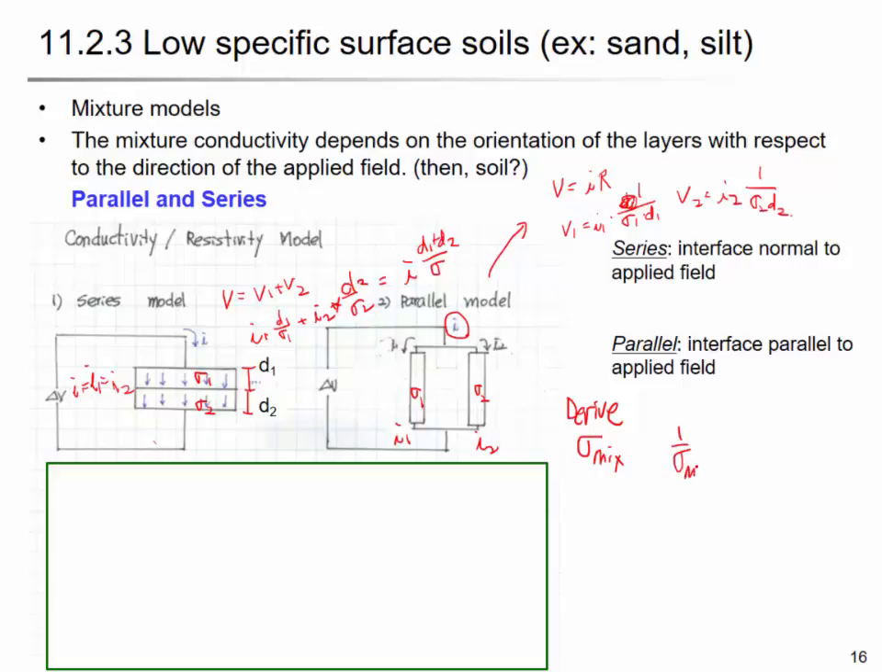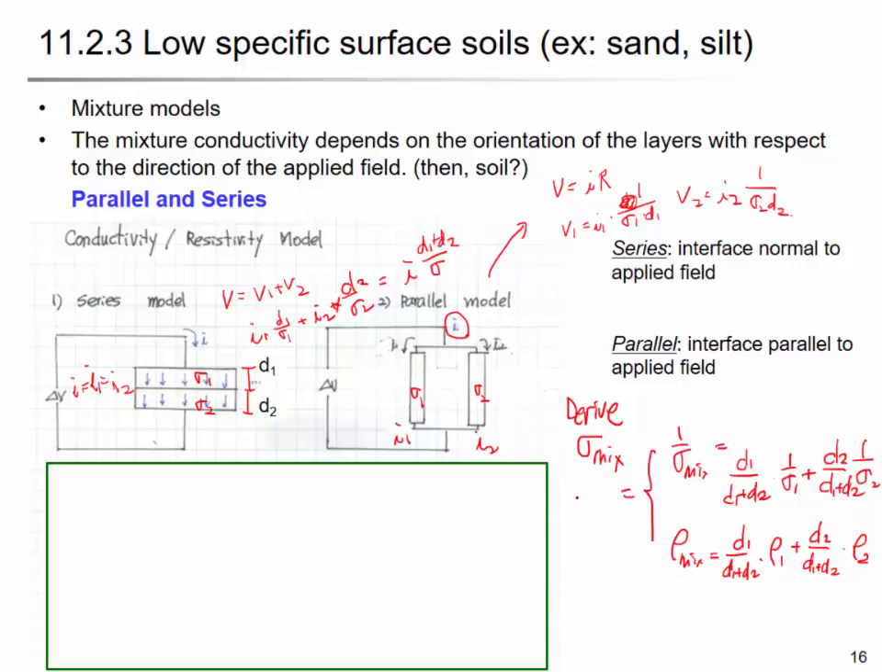One over sigma mixture is like this. So if you convert it to resistivity, then rho mix will be D1 over D1 plus D2 times rho 1, plus D2 over D1 plus D2 times rho 2. Okay? Same for the series.